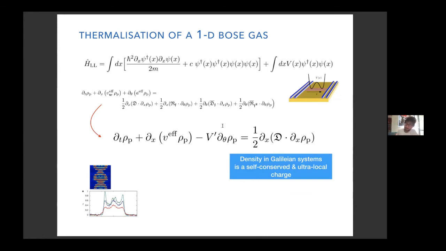I just wanted to clarify: is it possible that this system is still integrable? It's just that you're looking at local quantities, so it looks non-integrable? Is it possible that the system, you mean, still has non-local conserved quantities which you're not considering? Yes, I cannot exclude it.